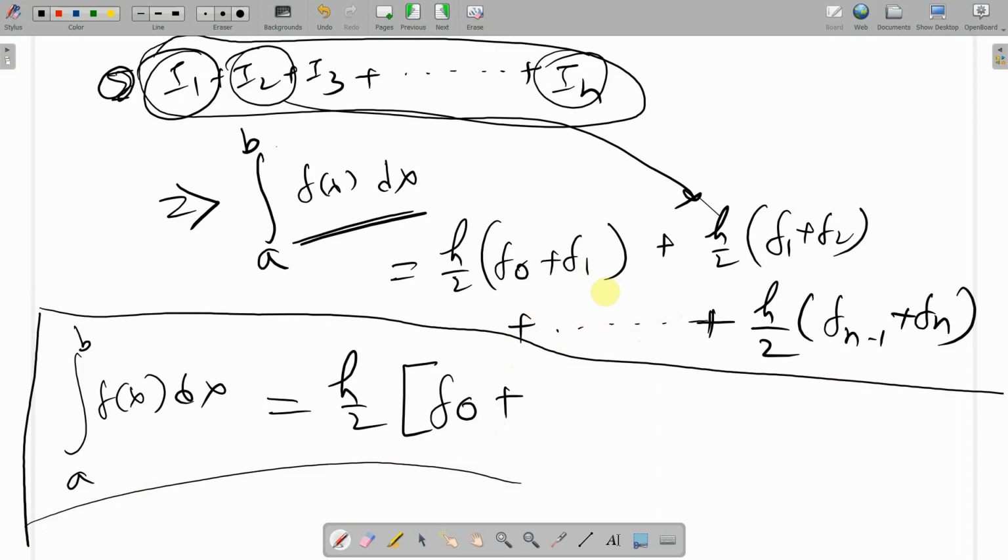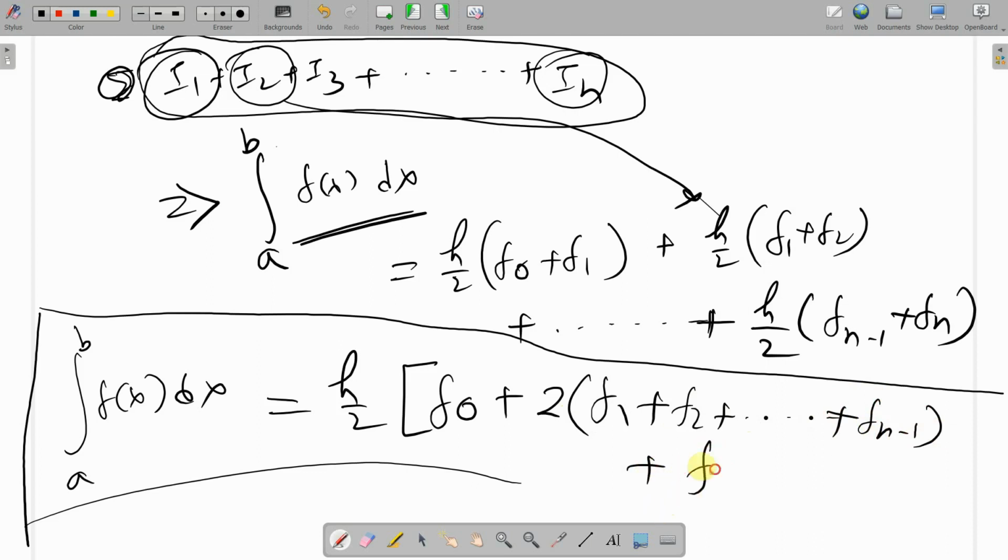How many times? 2 times. So you may find 2 times f1. How many times you may find f2? It is also 2 times, right? And so on up to n minus 1, you can find 2 times. How many times will you find fn? You will find it only once, at the last. So you will have fn only once. So this is your final formula for trapezoidal rule.